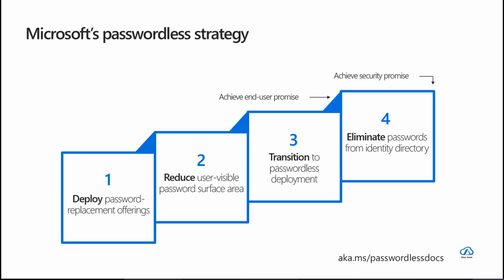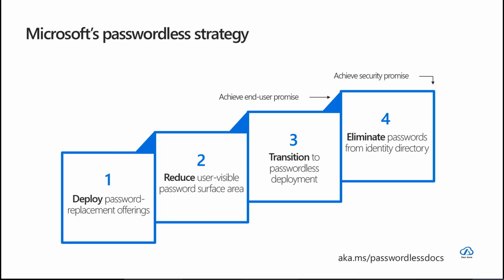So in the first phase, wherein I'm deploying password replacement offerings, I'm deploying alternatives like Windows Hello for Business that coexist with my present password tools or my present infrastructure. So I'm not making any change. I'm just making my environment ready in the first phase, putting in something which will coexist with my present offerings. This is the early stage. So it's all about deploying alternatives and allowing users some time to get used to it.